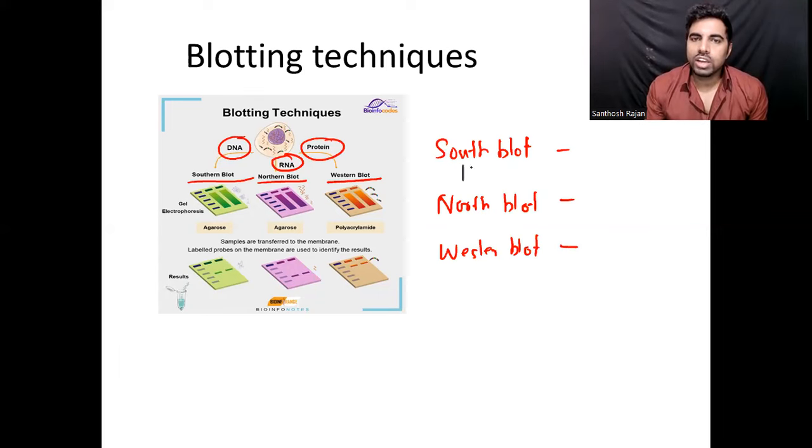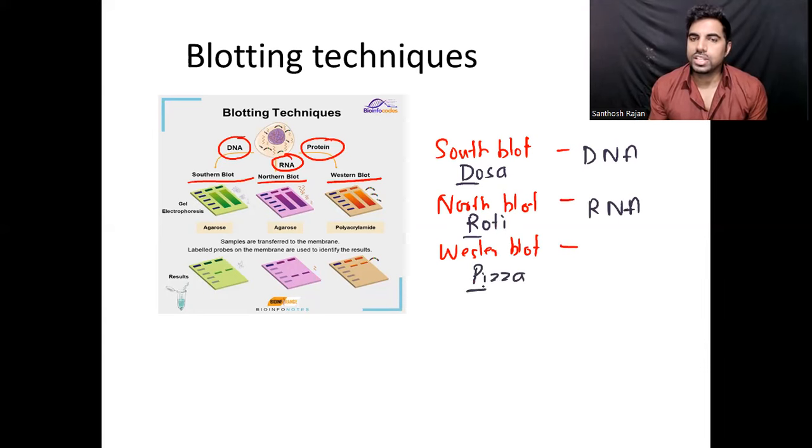For us, South, what is famous in the South? Dosa is famous. So South means DNA. What is the favorite in the North? Roti is favorite. So North means RNA, to detect the RNA. What is popular in Western countries? Pizza is popular. So Western is protein, to detect the protein.